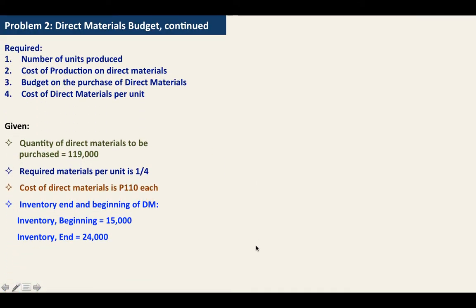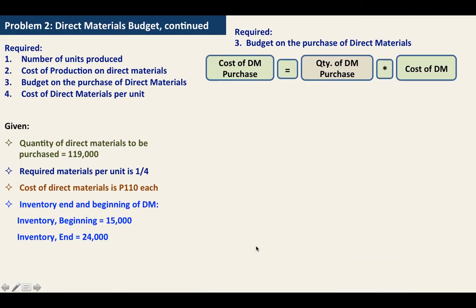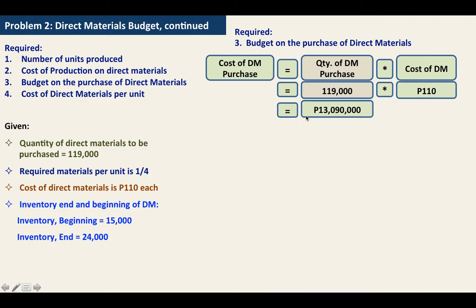Let us continue. The third requirement is budget on the purchase of direct materials. So here we have already direct information on the quantity of direct material purchased, which is 119,000. Okay, just multiply it by the cost. So it's very simple. You will get 13,090,000.